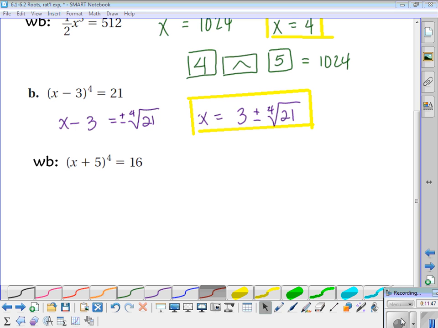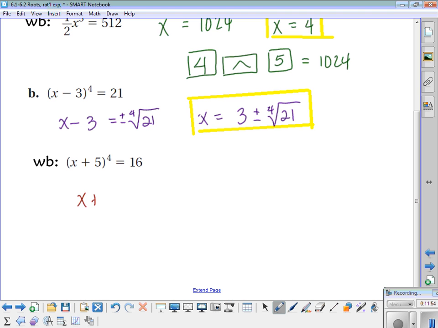Okay, so some of you are having a little bit harder time with this one. If I take the 4th root of (x plus 5) to the 4th, it's just x plus 5. And what did you guys decide was the 4th root of 16? Plus or minus 2, right? Okay, so a lot of you were getting to this point just fine, and then you didn't know what to do.